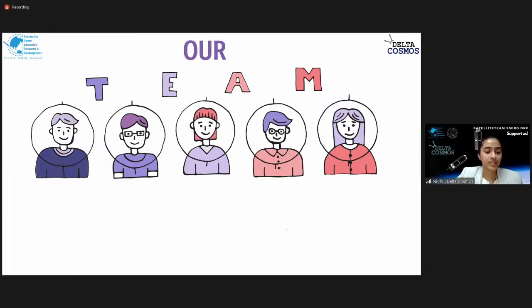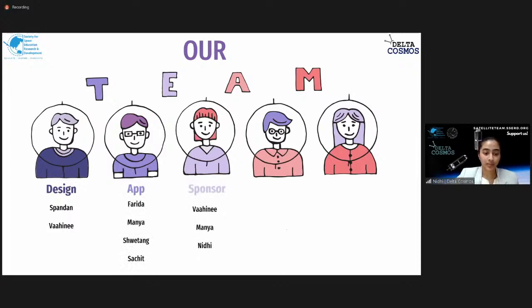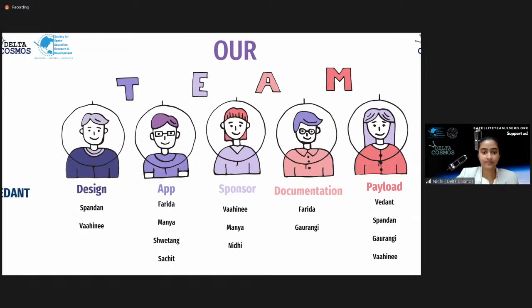So to make our work more efficient, we divided ourselves into several other teams. First, we have our design team with Spandan and Vahini, app team with Farida, Manya, Shwetang, and Sachit, sponsorship team with Vahini, Manya, and myself, documentation team with Farida and Gaurangi, payload team with Vedant, Spandan, Gaurangi, and Vahini.